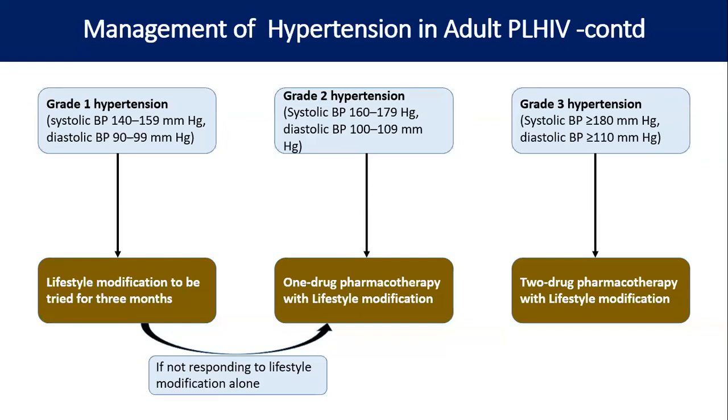In case of grade 2 hypertension, that is a systolic blood pressure of 160 to less than 180 millimeter of mercury and a diastolic blood pressure of 100 to less than 110 millimeter of mercury, we should straightaway start one drug pharmacotherapy along with lifestyle modification. And for grade 3 hypertension, that is hypertensive emergencies and urgencies, where systolic blood pressure is more than or equal to 180 millimeter of mercury and diastolic blood pressure is more than or equal to 110 millimeter of mercury, we should go for dual drug therapy with lifestyle modification. We also need to refer the case in time to the appropriate department, which we will see later on.